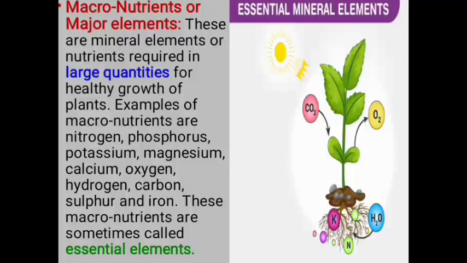So the macronutrients are also called major elements. They are mineral elements required in large quantities for healthy growth of plants. Examples of them we have nitrogen, phosphorus, potassium, magnesium, calcium, oxygen, hydrogen, carbon, sulfur, and iron. So these macro elements are sometimes called essential elements. You can see the picture, essential elements.